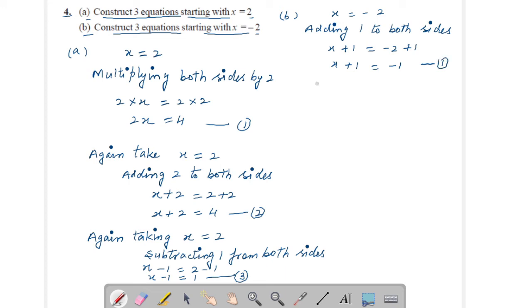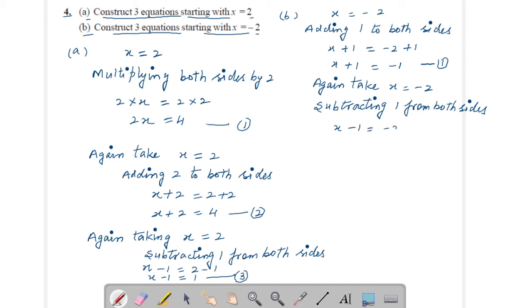Again take x is equal to minus 2, subtracting 1 from both sides. What will you get? x minus 1 equal to minus 2 minus 1, or x minus 1 equal to minus 2 minus 1, it is minus 3. This is your second equation.